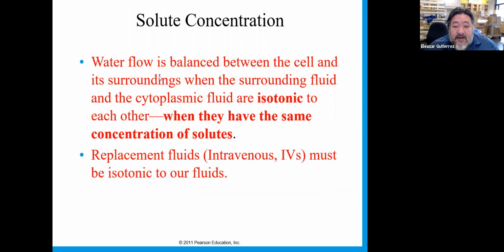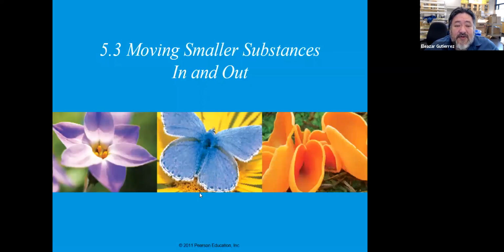Water flow is balanced between the cell and its surroundings when the surrounding fluid and the cytoplasmic fluid are isotonic to each other, when they have the same concentration of solutes. Replacement fluids, intravenous IVs, must be isotonic to other fluids.